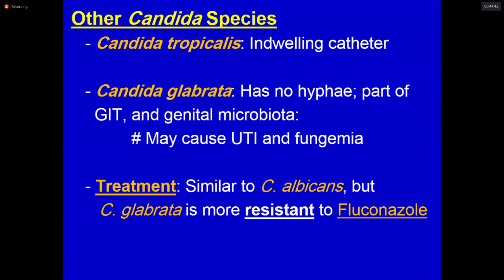These are part of the normal microbiota in the genital and GI tract. And Candida glabrata may cause UTI and fungemia, that is to say, presence of the fungus in the blood. Treatment of these two species is similar to Candida albicans, but Candida glabrata is more resistant to fluconazole.